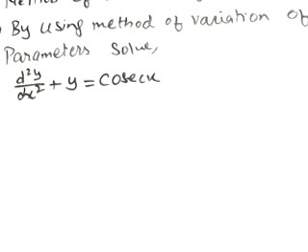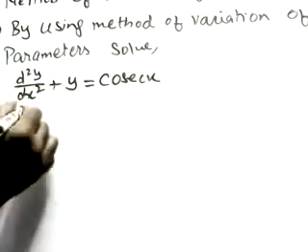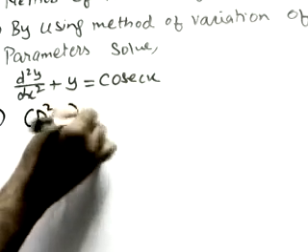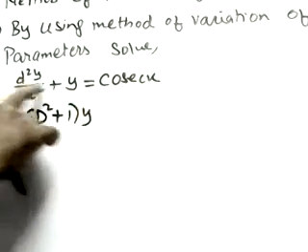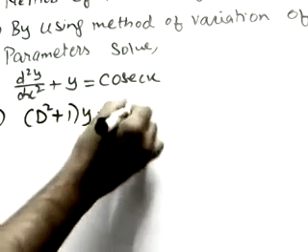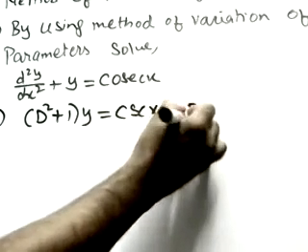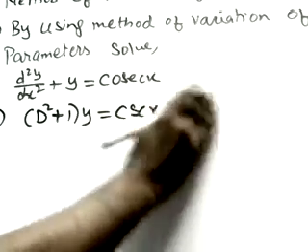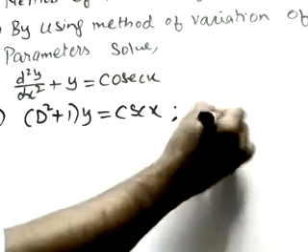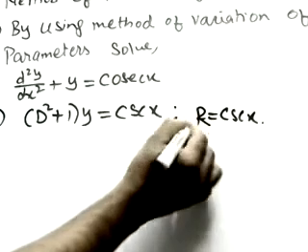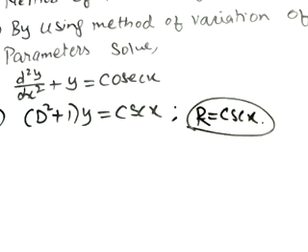Now see, there is a question: using the method of variation of parameters, solve. Let me change this to capital D. This is d square; if you take y common, it is d square plus 1 into y equals cosec x. I am writing it shortly like this, cosec x. This cosec x is denoted by r. Here we have r equals cosec x, and at the end we have to use this.